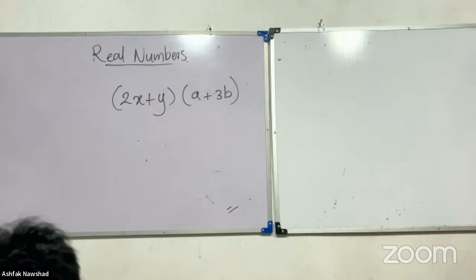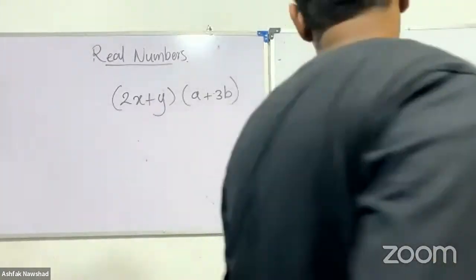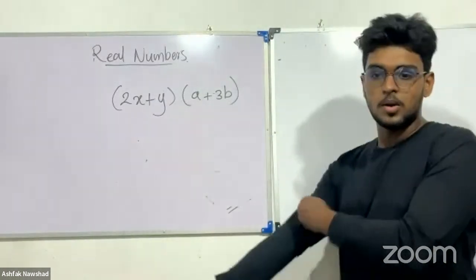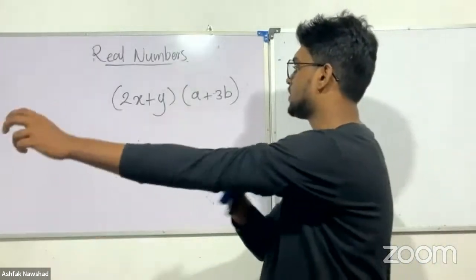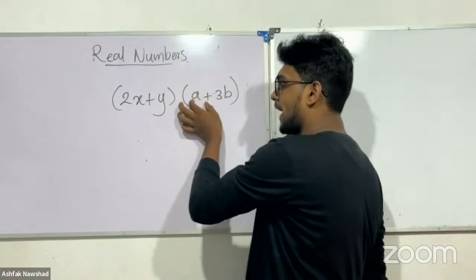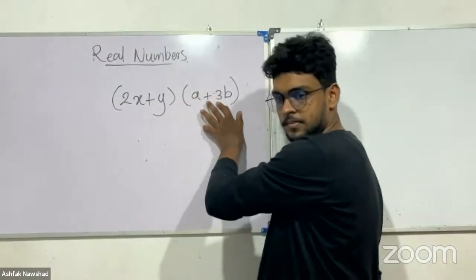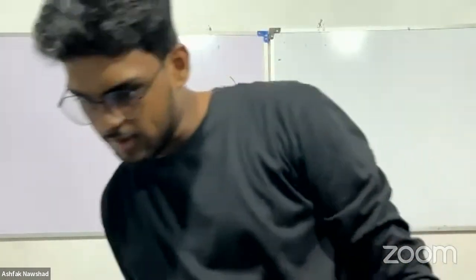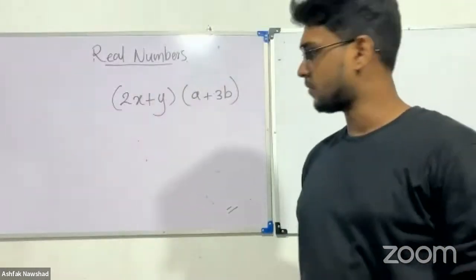Okay, so in questions of this type, right? So these are called binomials. The reason they are called binomials is they have two terms. Okay? 2x is one term, y is one term. So this is a binomial. a is one term, 3b is one term. So these are binomials.